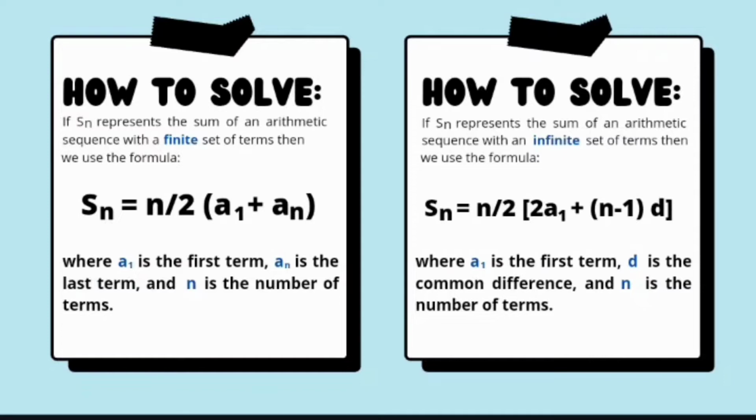number of terms. The second one is if s sub n represents the sum of an arithmetic sequence with an infinite set of terms, then we use the formula s sub n equals n over 2 multiplied by 2a sub 1 plus n minus 1 times d, where a sub 1 is the first term, d is the common difference, and n is the number of terms.